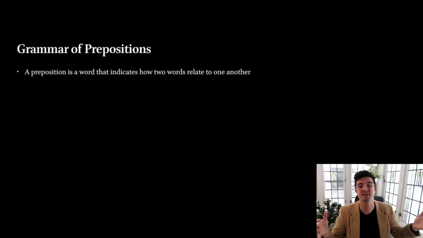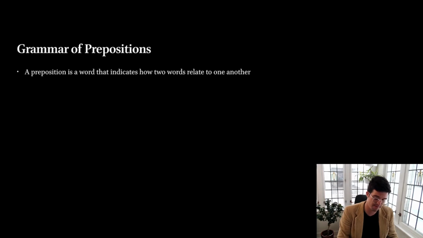This definition may sound quite vague, and that is because it is quite vague. Prepositions, by their very nature, can do a lot of different things, and this is why the definition is somewhat vague. Notice it is two words. A preposition can connect a verb to a noun, or a noun to another noun, or put a variety of different kinds of words into relationship with one another.